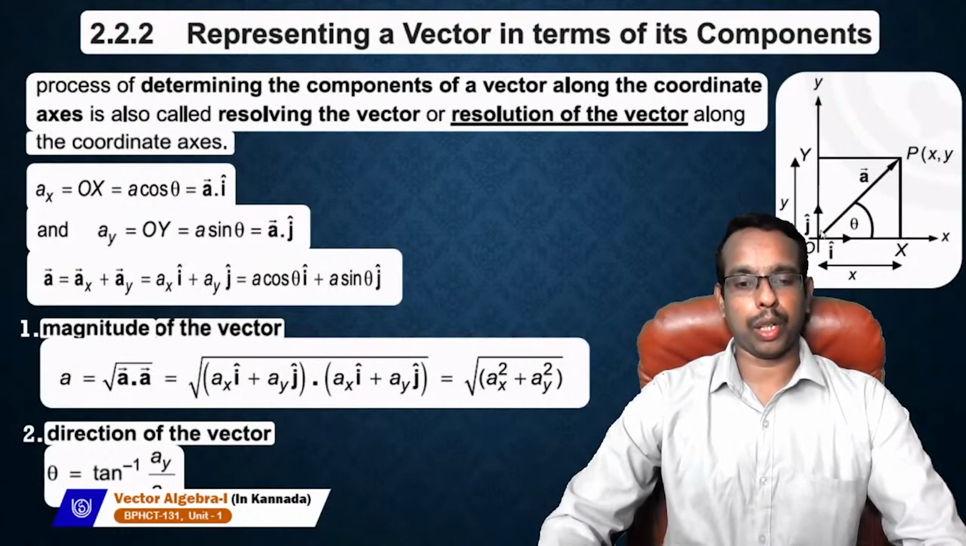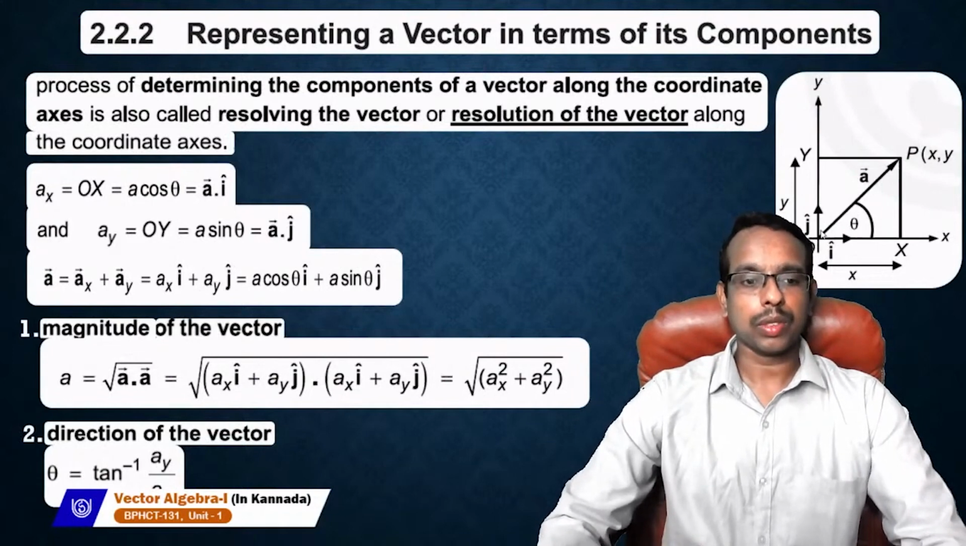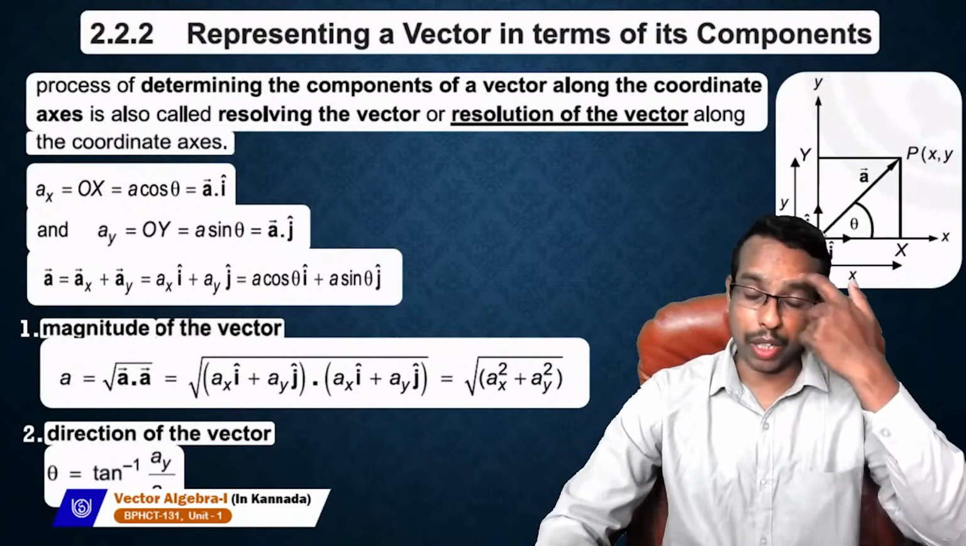So a is equal to ax square and ay square. That means it has only the component, only the value along the x-axis and y-axis. Only the projection, not the angle. In a sense it doesn't have any direction if you consider the magnitude.